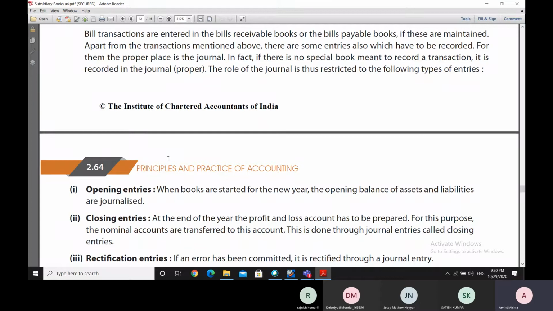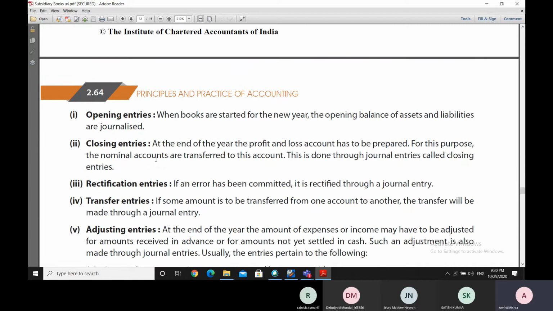The closing entry is also made at the end of the year with the help of the journal entry. Also, the rectification entry: if an error is committed, it can sometimes be rectified through a journal entry. As far as closing entries are concerned, when the year ends, the profit and loss account has to be prepared. For that purpose, all the nominal accounts are transferred to the profit and loss account. That is done through journal entries, which are called closing entries.